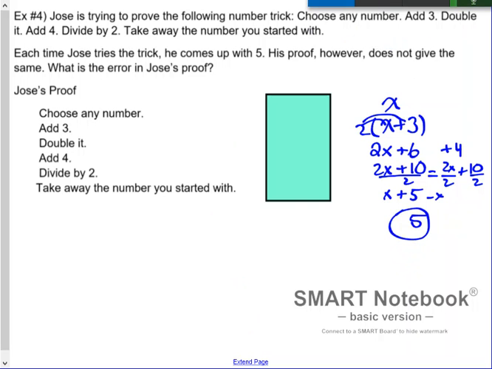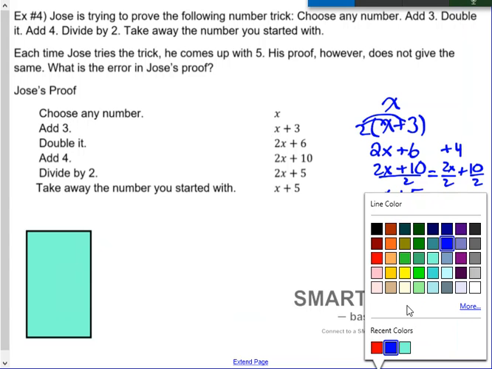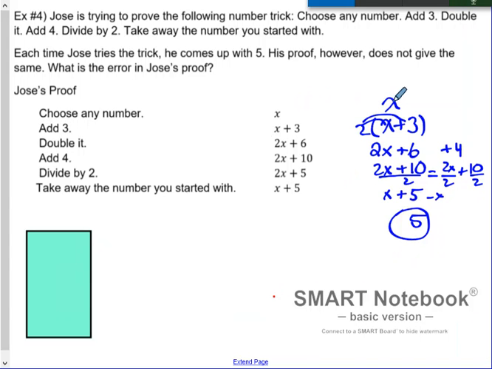So let's take a look at how that differs. I get 5, great. Let's see how that differs from what Jose did. So far, starting with the number x, that stuff was okay. Then we had x plus 3, okay. And then we multiplied that by 2 to get 2x plus 6, okay. Then we had 2x plus 10, yeah. Then 2x plus 5. Oh, and I just have in that step an x plus 5.